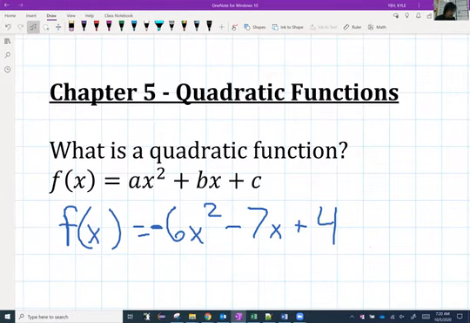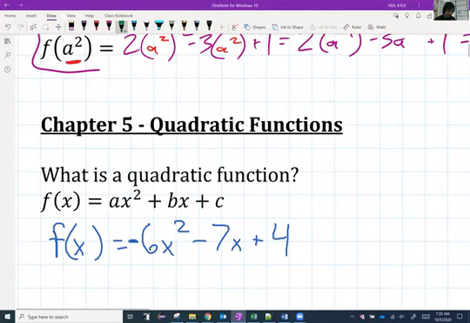And so anything that has this form, ax squared plus bx plus c, is a quadratic. So if we have this f of x equals negative 6x squared minus 7x plus 4, one of the things that we will need to do here very shortly is figure out, what does a equal? What does b equal? What does c equal?